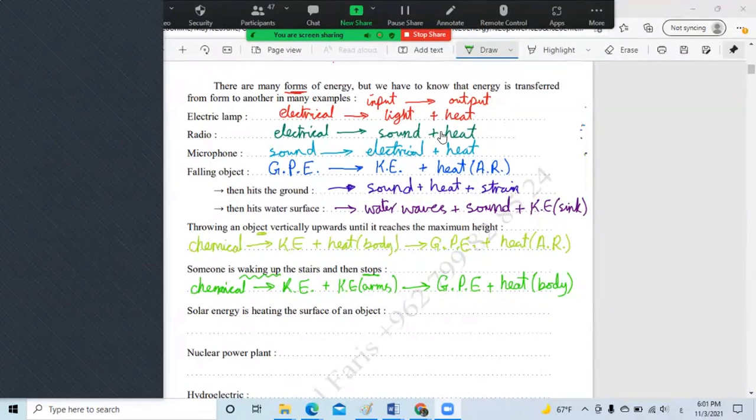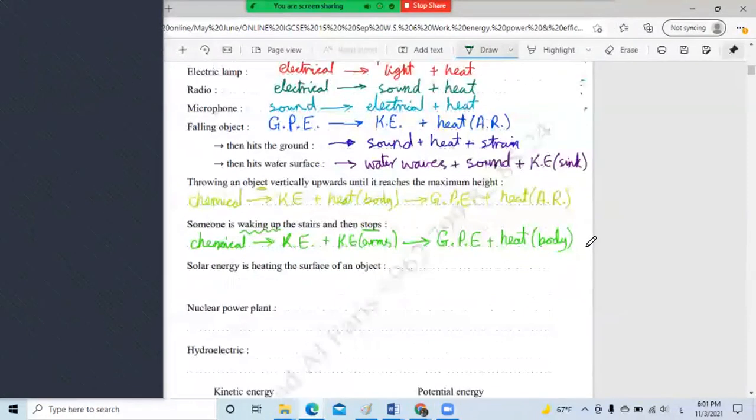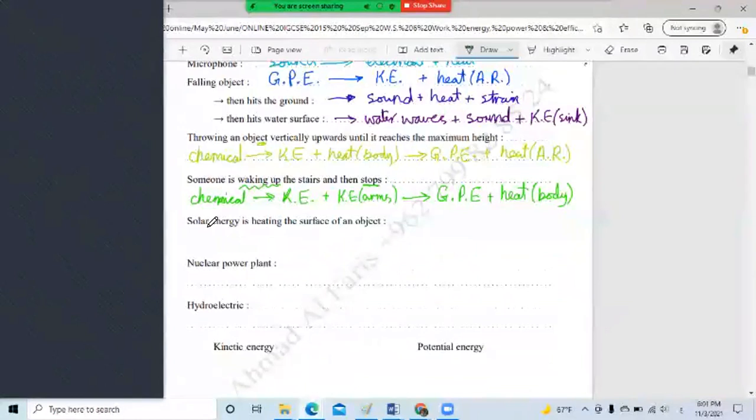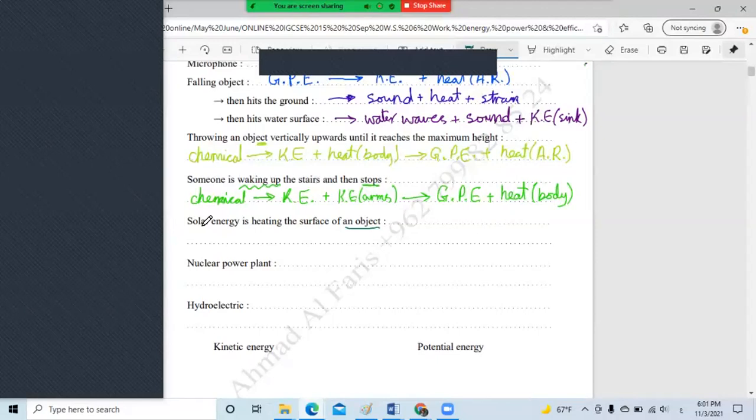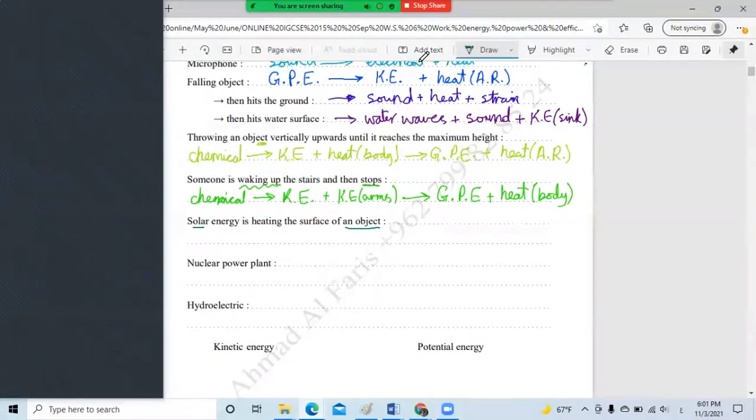Next example. Look here, we are going to go into more detail with more examples. Solar energy is heating the surface of an object. Now, what is the energy inside the sun? We said that the energy inside our body is chemical. Is the energy inside the sun chemical because the sun is burning here?